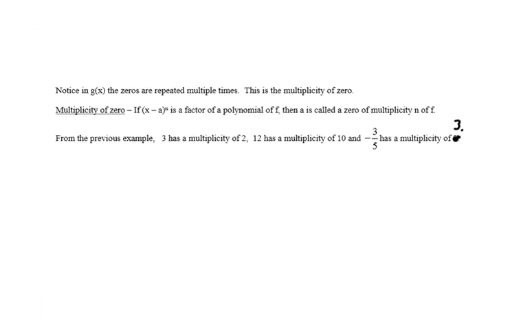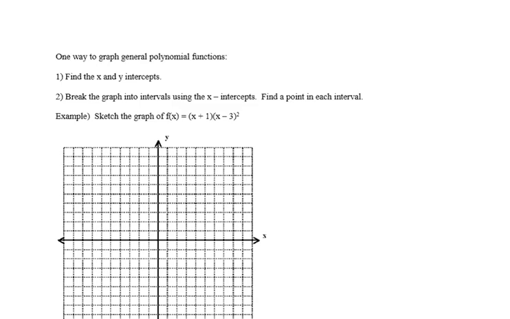All right. So let's go to the next page then. So one way that I could graph general polynomial functions is as follows. I could calculate the x and y intercepts, and I can break the graph into intervals using those x-intercepts, and then I want to find a point that is in each particular interval. Okay, so let's start with the x-intercepts.